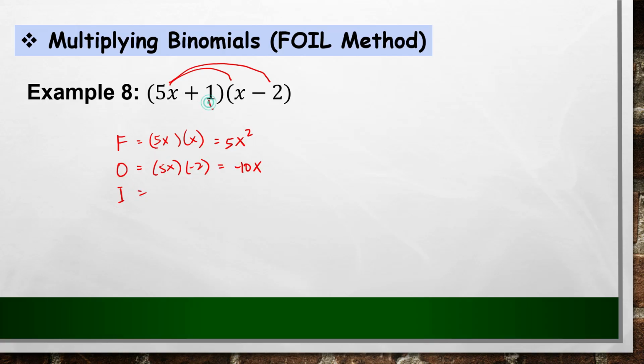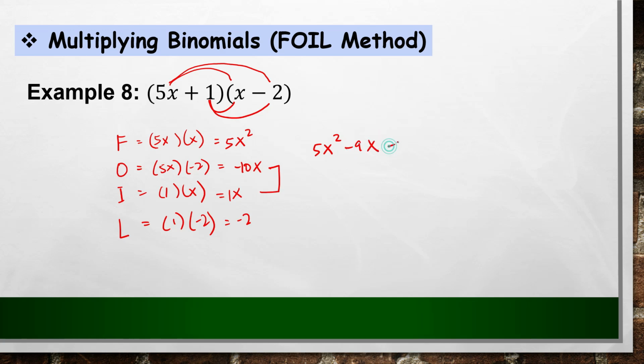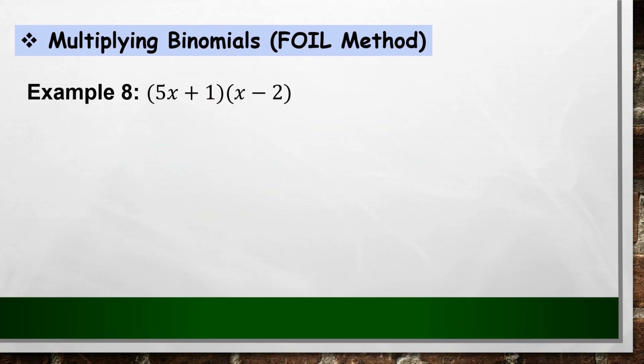I stands for the inner terms. So that's 1 times x, which is equal to x. And then L stands for last terms. So that's 1 times negative 2, which is equal to negative 2. And after that, we need to combine the terms that are similar. So 5x squared, negative 10 plus 1 is negative 9x, and then minus 2. Okay, so that's for example number 8. Let's go to the last example for multiplication.